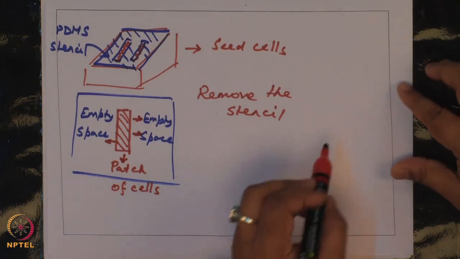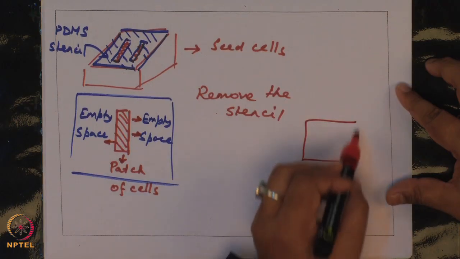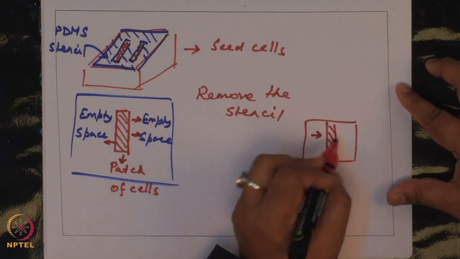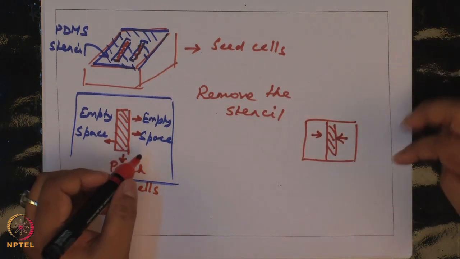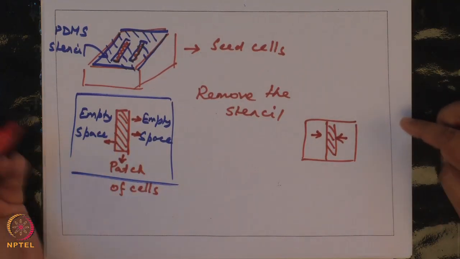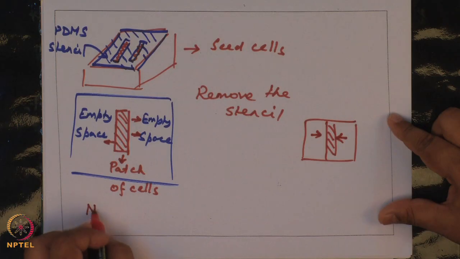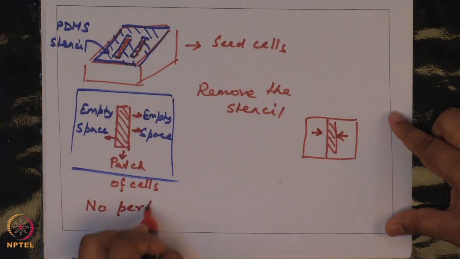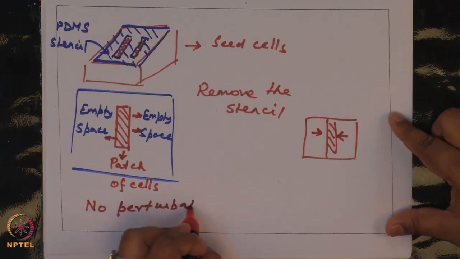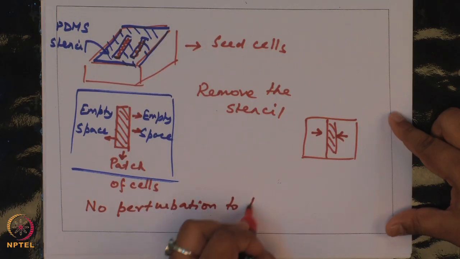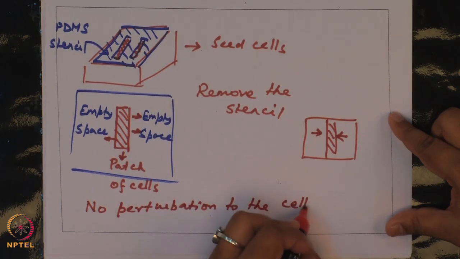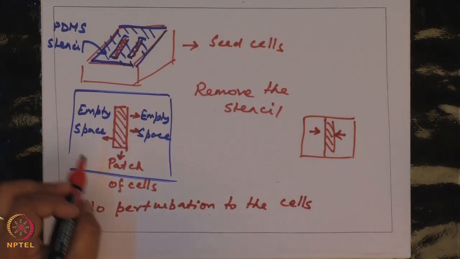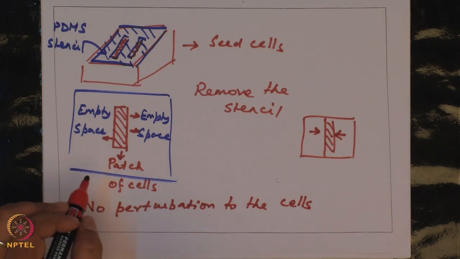So, compared to the wound healing assay, where this is your wound and the cells migrate inward, this is similar, and in this case the cells migrate outward, but you have no perturbation to the cells. Okay. Cells are not perturbed. Okay. So, not a single cell has died in this particular assay, that is one of the strengths of this assay.